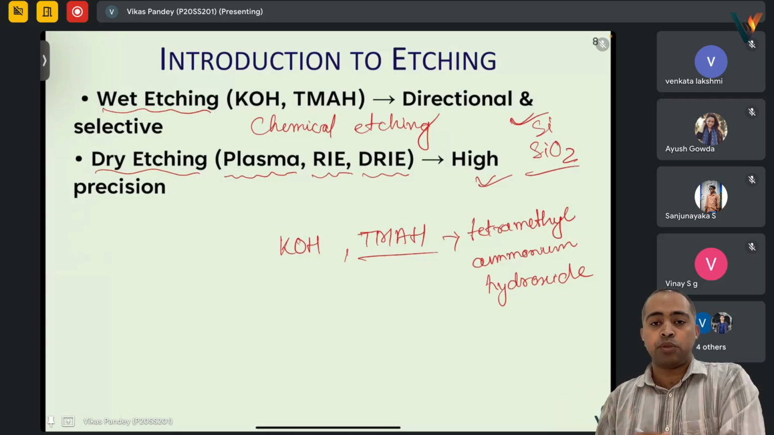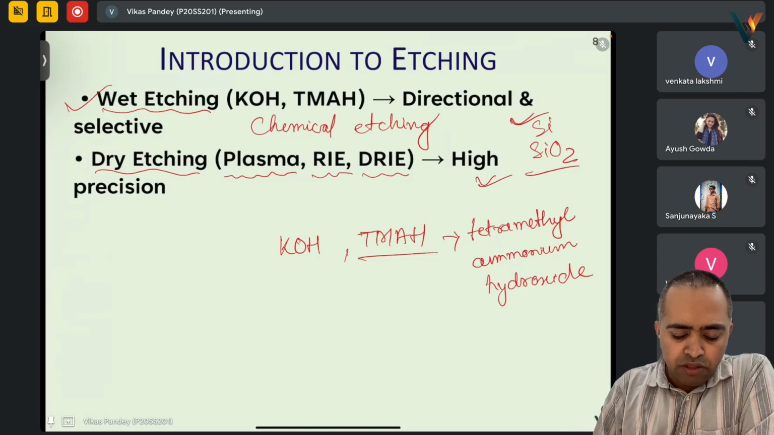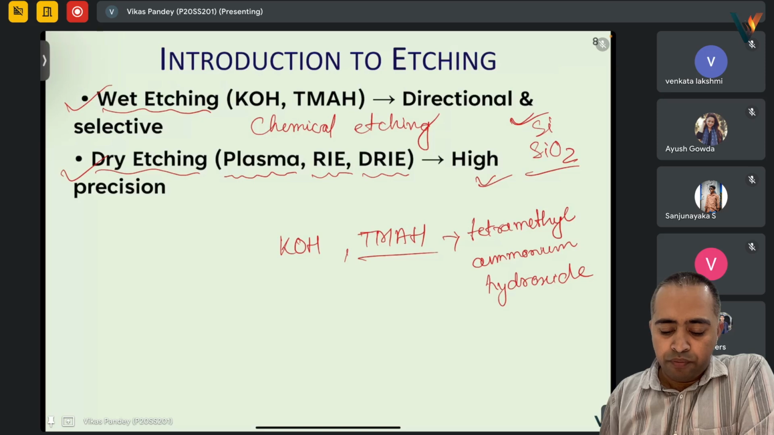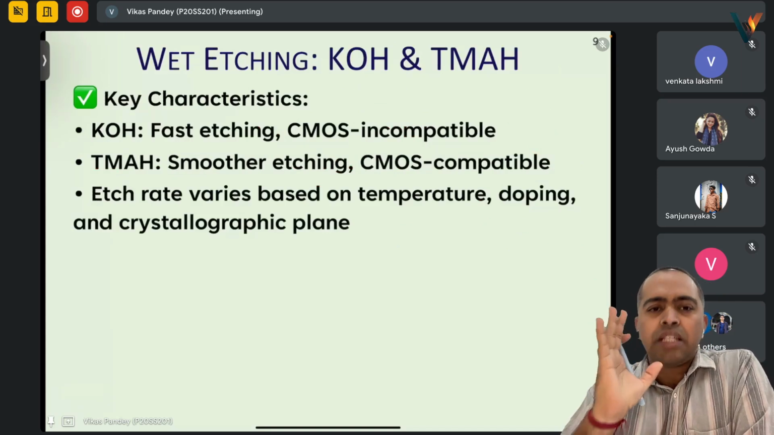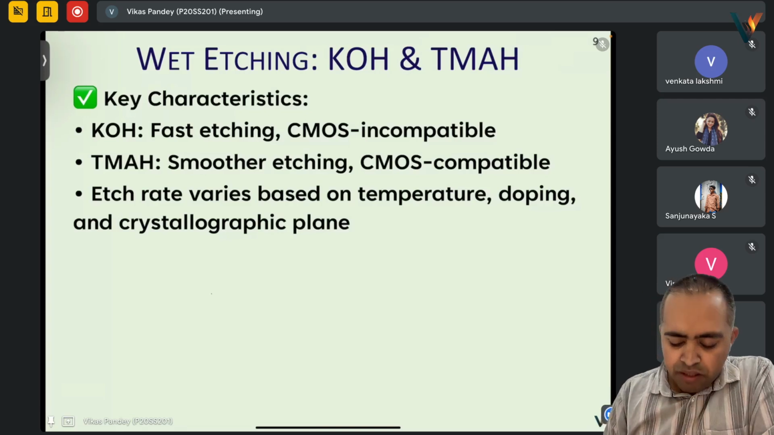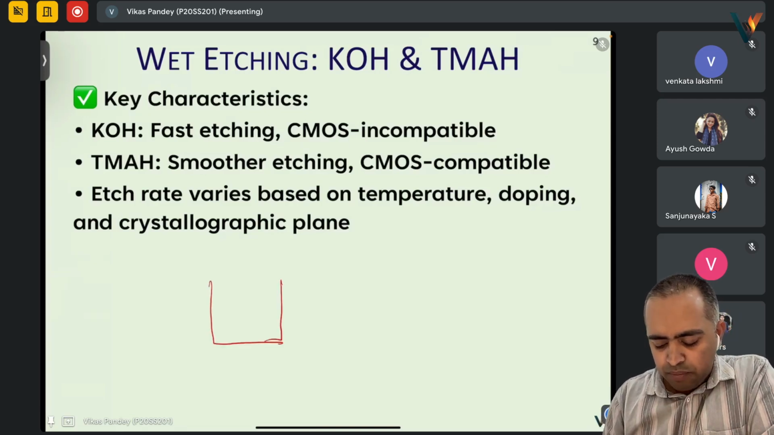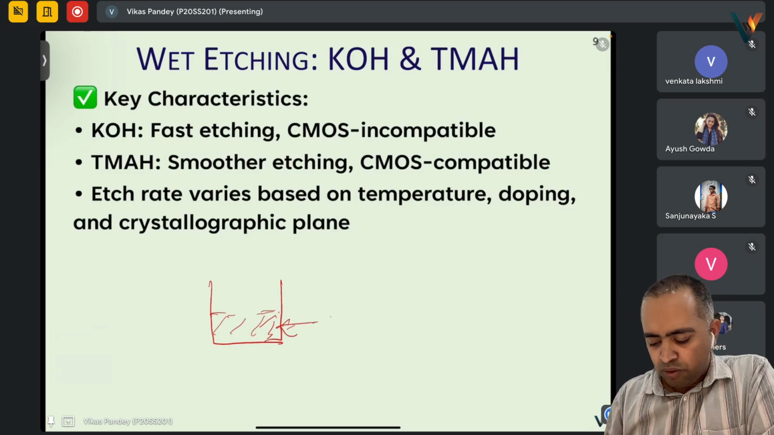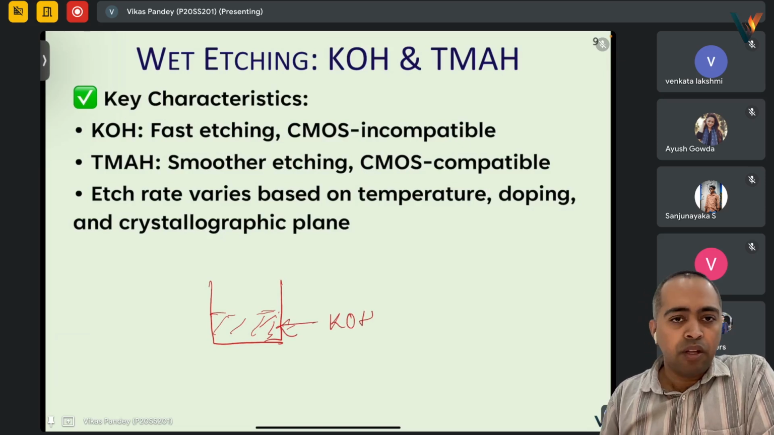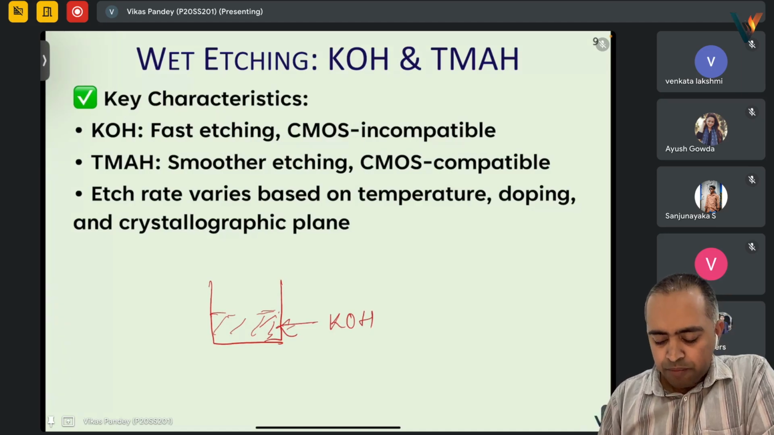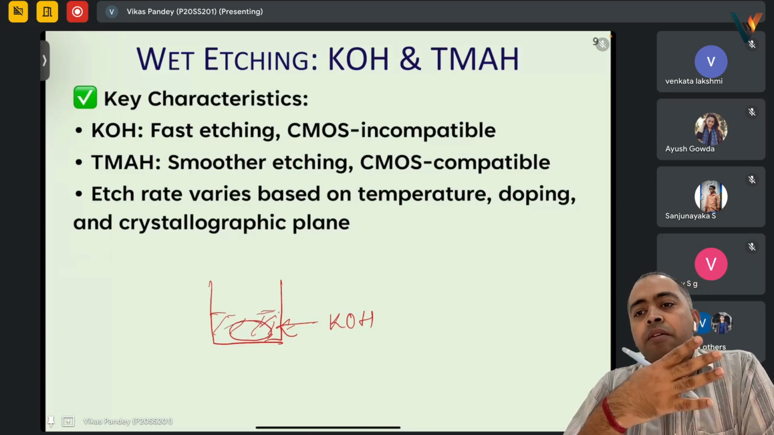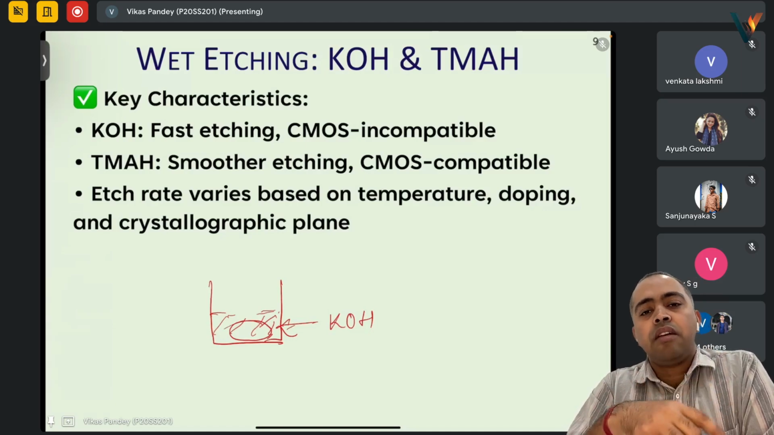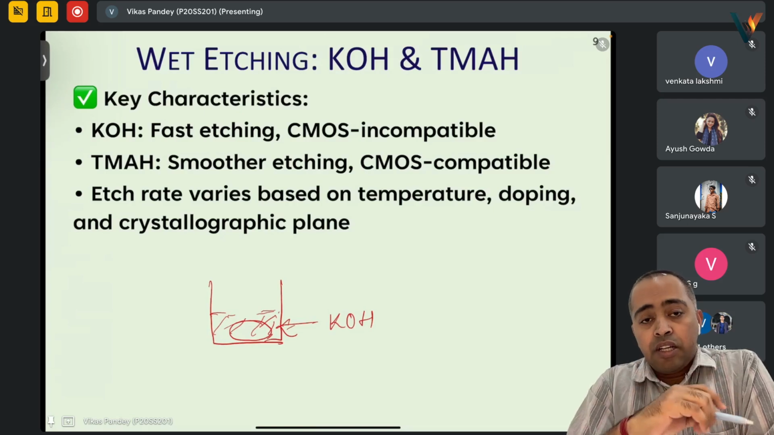Okay, so I'll say these are the two methods, wet and dry etching. Let's see wet etching. The setup that we need for wet etching is simply a beaker in which we put the desired chemical, like let's say KOH. Then we dip our wafer inside it and it will etch out at the specific etching rate, whatever the etching rate is.